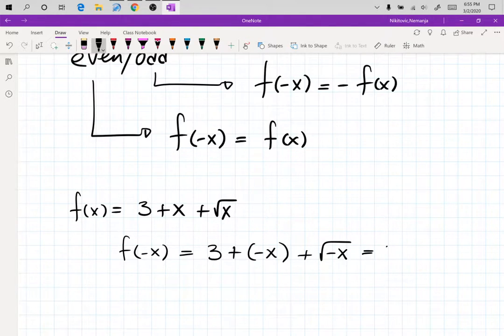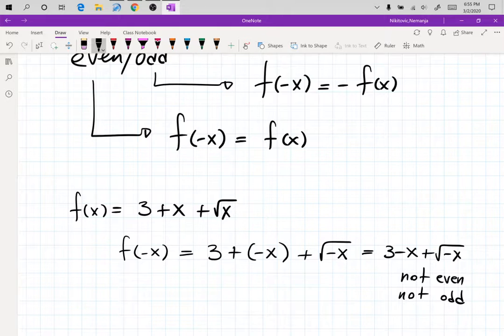And when we solve this, we see that this square root term is not giving up the negative. The 3 is staying this way. So not even, not odd. So this one is neither.